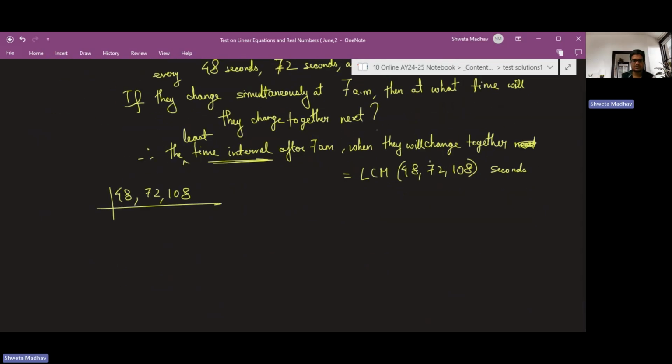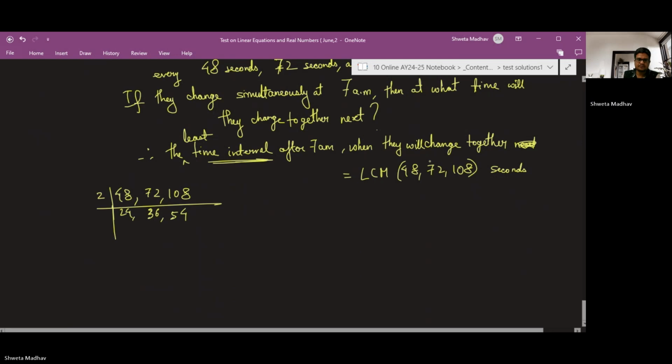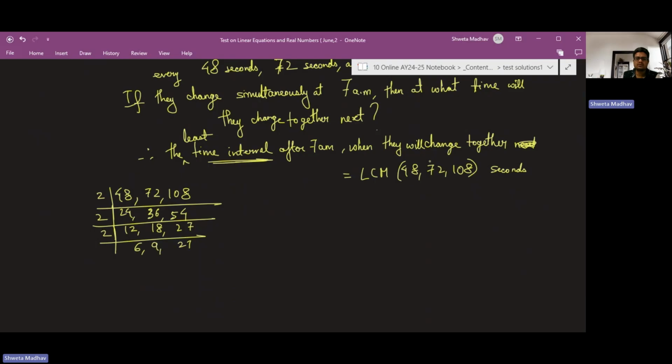So 2 is a common prime factor. 2 24s are 48, 2 36s are 72, 2 54s are 108. Then 2 12s are 24, 2 18s are 36, 2 27s are 54. Then again 2 6s are 12, 2 9s are 18, 2 27s are 54.